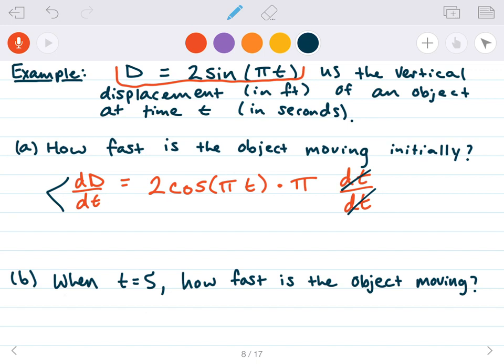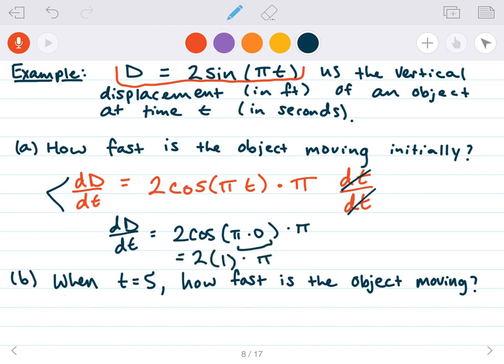So initially t is going to be 0. So dt is equal to 2 cosine pi times 0 times pi. Well, the cosine of 0 is 1. And this is going to give us 2 times 1 times pi. So this is just 2 pi is my change in distance over time.